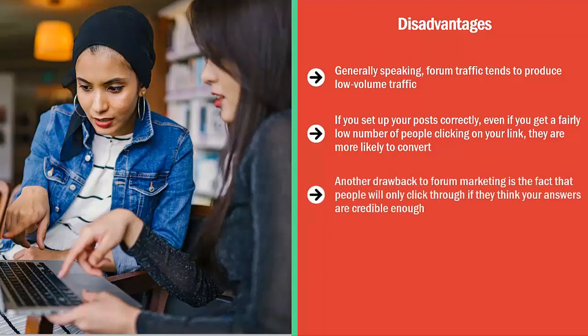Another drawback to forum marketing is the fact that people will only click through if they think your answers are credible enough. It can take some time to build a good level of credibility and authority on forums. In fact, a lot of forum marketers never get to that point.